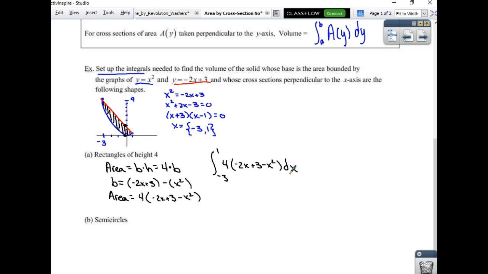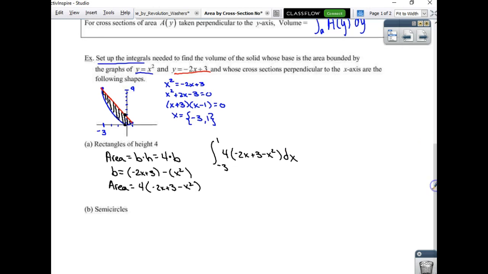And what am I saying? I'm saying that here is my height of 4, times my base, depending on where along the x I am. And I'm going to add together all of those across from negative 3 to 1. And this dx is a third dimension. And suddenly we don't have just areas, we have a volume. We could solve this. This wouldn't be too hard of a question to solve. The more interesting of the two is the semicircle problem, so let's take a look at that.